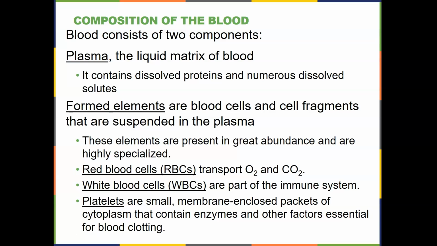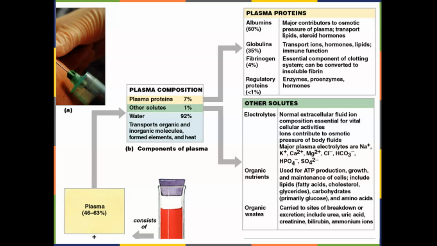So again, just to write it out, plasma is the liquid matrix of blood. It contains lots of dissolved ions, proteins, fats, hormones, and so forth. The formed elements are your blood cells: red blood cells, which transport oxygen, and to a lesser degree, carbon dioxide. However, they can transport carbon dioxide via hemoglobin. White blood cells, which are a part of our immune system, defend us against pathogens, and platelets, which are small little chunks of membrane that do contain enzymes. And those enzymes are also important for blood clotting. So I just blew this up so you could get a closer look at what's going on in the plasma from that first slide.